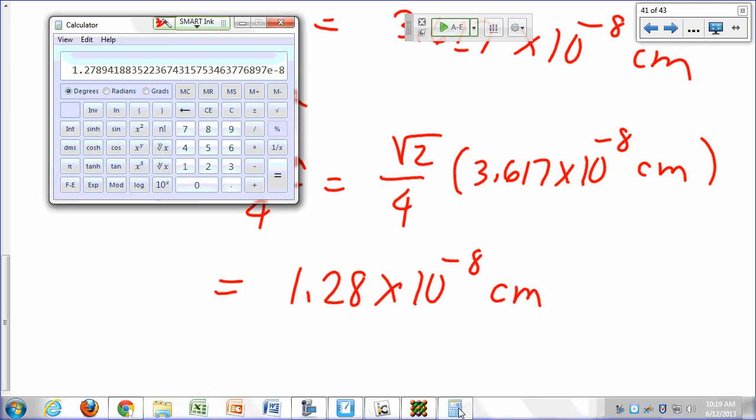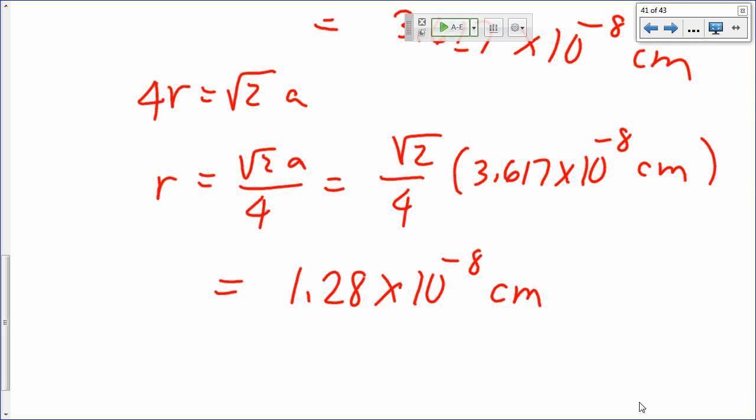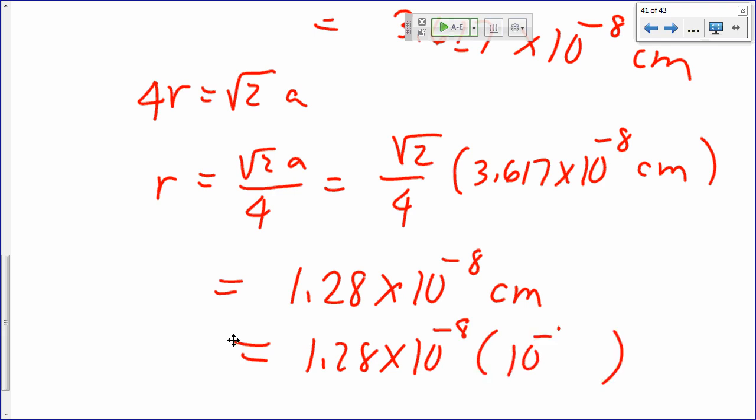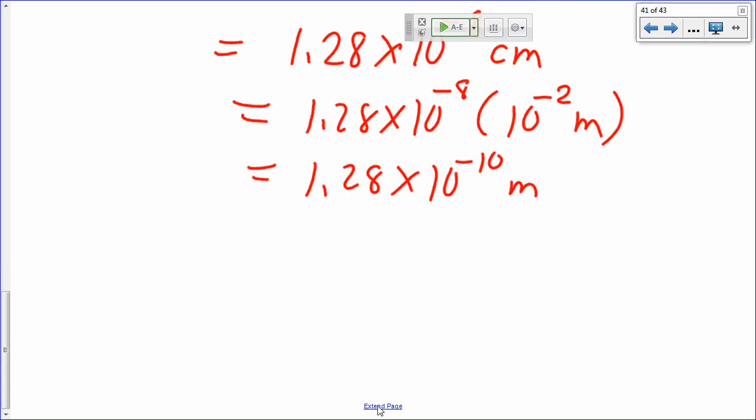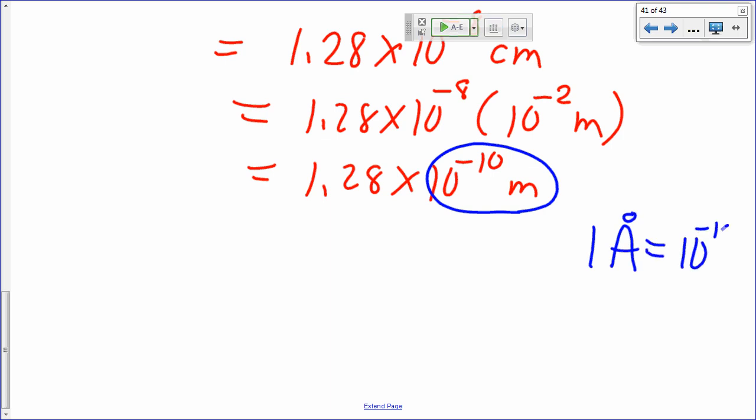Okay? So what would that be in picometers? That's 1.28 times 10 to the negative 8. Centi means what? 10 to the negative 2. All right? So that's going to be 1.28 times 10 to the negative 10 meters. Okay? And 10 to the negative 10 meters is called an angstrom.